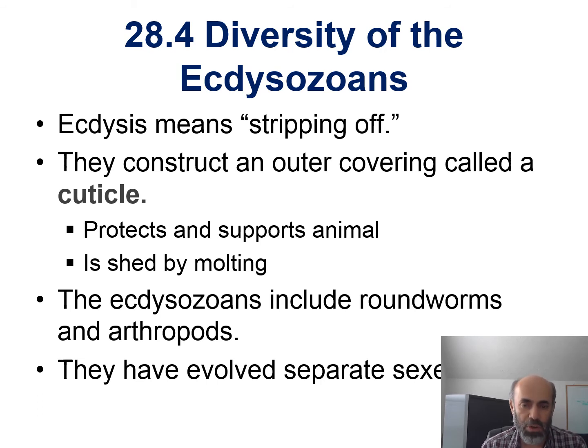Their cuticle, the outer covering, protects and supports them, but they can change it through molting, by replacement of the older one. As they grow and the body size increases, that cuticle becomes small, so they replace it from time to time. Ecdysozoans include roundworms and arthropods. They have developed male and female as separate sexes.